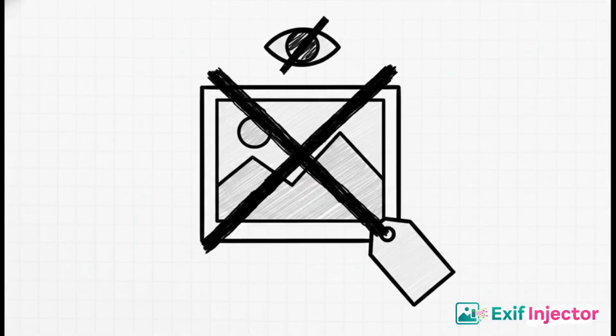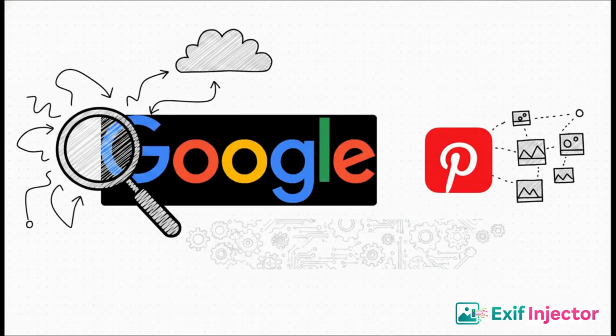A plain JPEG missing a title, keywords, or copyright just gets completely ignored by indexing systems. This invisibility totally kills your SEO. Giants like Google and Pinterest rely entirely on metadata for ranking.